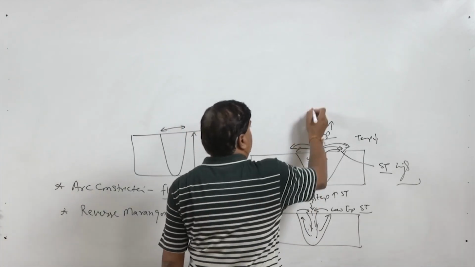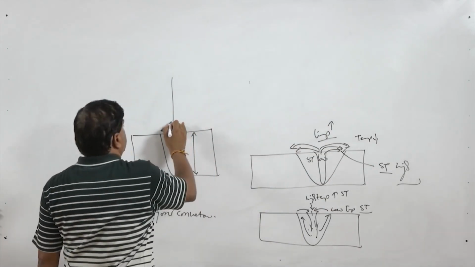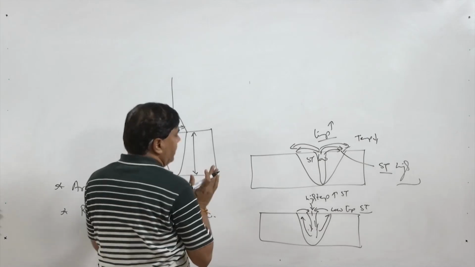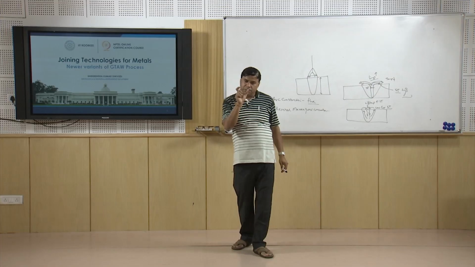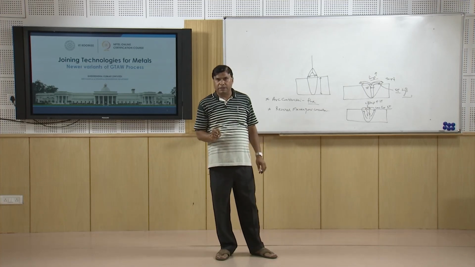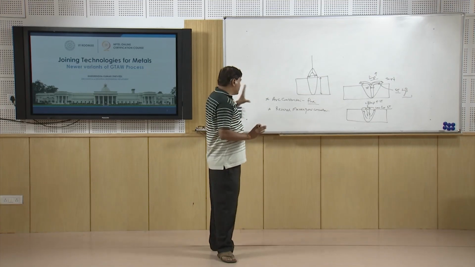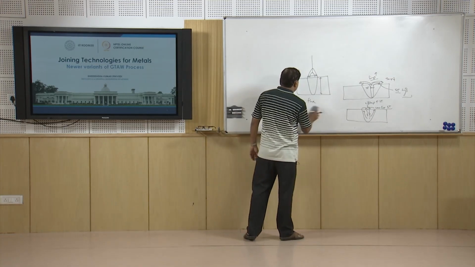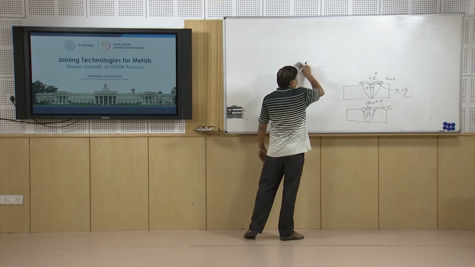And arc constriction is the other hypothesis, wherein use of the flux constricts the arc. Earlier the arc was wider; its width is reduced and it is applied over a smaller area. Once the arc is constricted, heat is localized over a smaller area, and then it is transported effectively through the Marangoni convection, which in turn helps in increasing the depth of penetration. So, these are the two effects which have been attributed for the increase in depth of penetration and reduction in width of the weld.